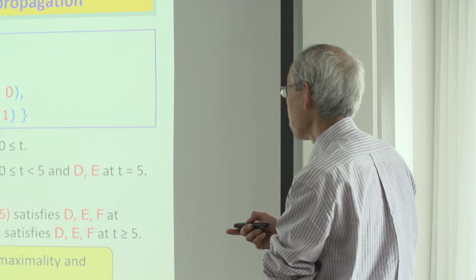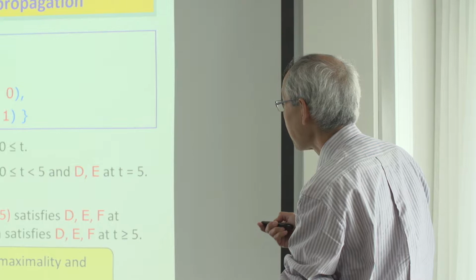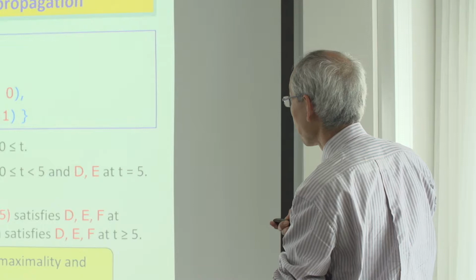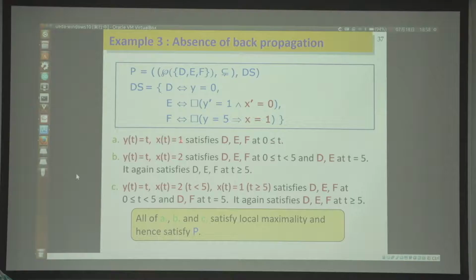So let's consider three possibilities. One possibility is that you can expect y to increase at a constant rate. So y of t equals t is a reasonable solution, and x of t equals 1 is another reasonable solution. This satisfies all constraints at all times, so clearly this is a solution. Now let's consider whether there are other trajectories which satisfy the requirement in the last slide. Let's consider the second alternative: y is just increasing, and x equals 2, which means x is constant, but it may violate rule F at time 5.